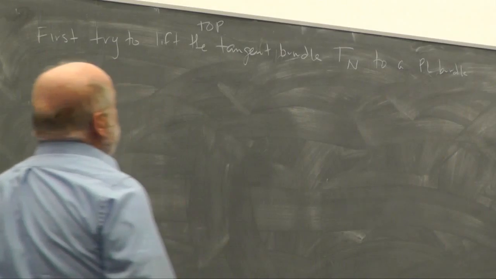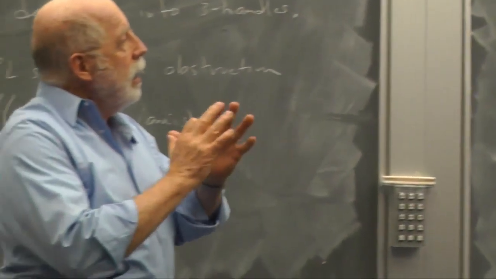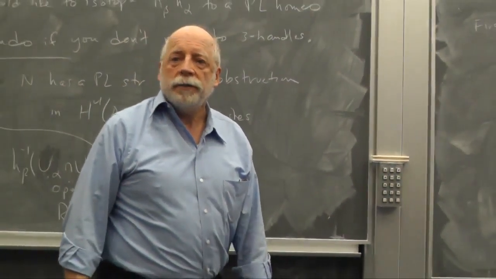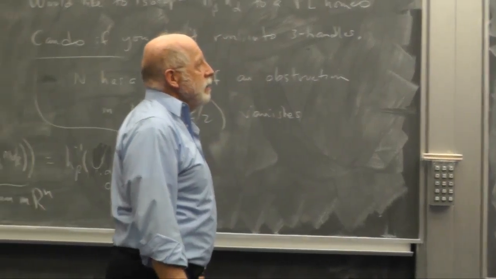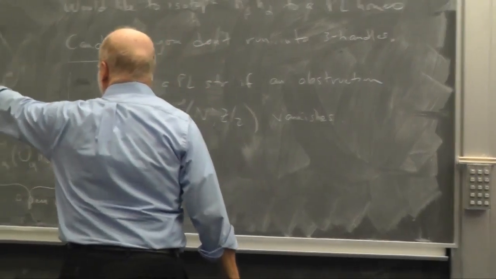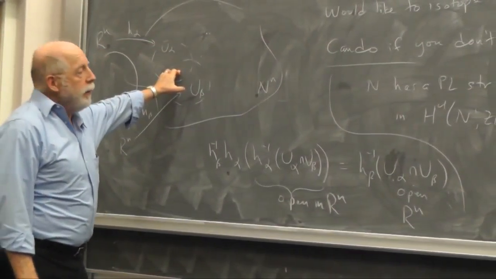So you first try to lift. So you try to make the tangent planes in a sense overlap piecewise linearly. That's what you want to do, and that's easier. That's a homotopy theory problem, rather than actually trying to make the actual charts overlap piecewise linearly.